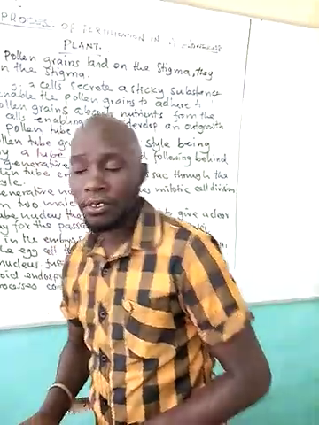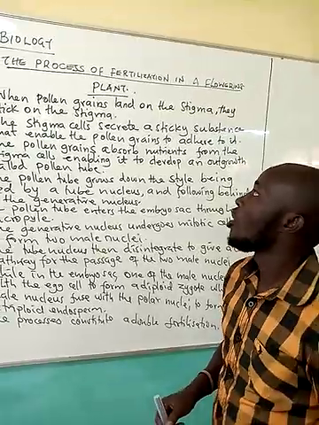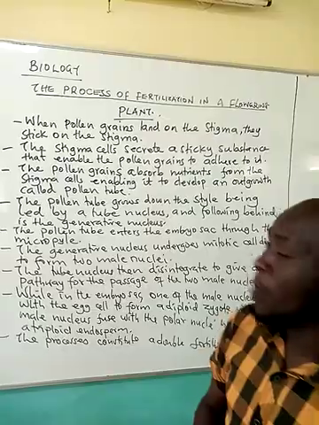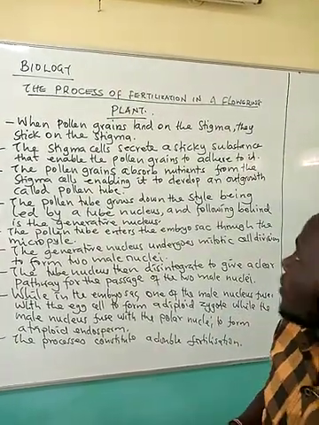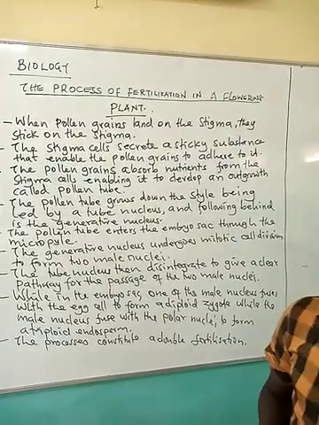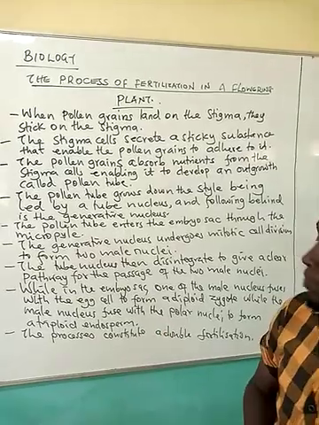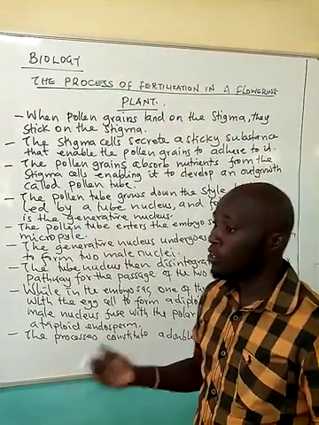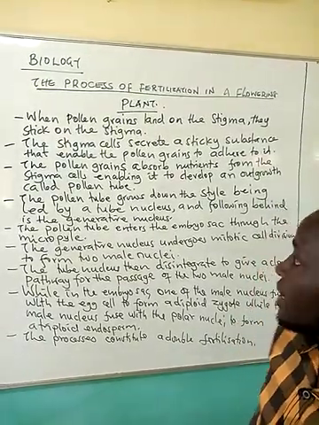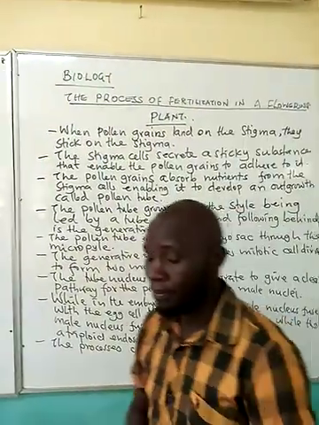Welcome to our today's lesson, where we're going to talk about the process of fertilization in a flowering plant. So we want to see how the process of fertilization is taking place in a flowering plant and the events that will take place after the process of fertilization here. So first of all, having known that the male gametes in the plants is what we are calling the pollen grains, we have the pollen grains landing on the stigma.